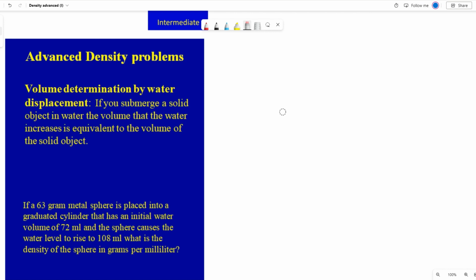So the first problem says, if a 63-gram metal sphere is placed into a graduated cylinder that has an initial water volume of 72 milliliters, and the sphere causes the water level to rise to 108 milliliters, what is the density of the sphere in grams per milliliter? All right, so let's write down what we know here. We know that density is equal to mass divided by volume.